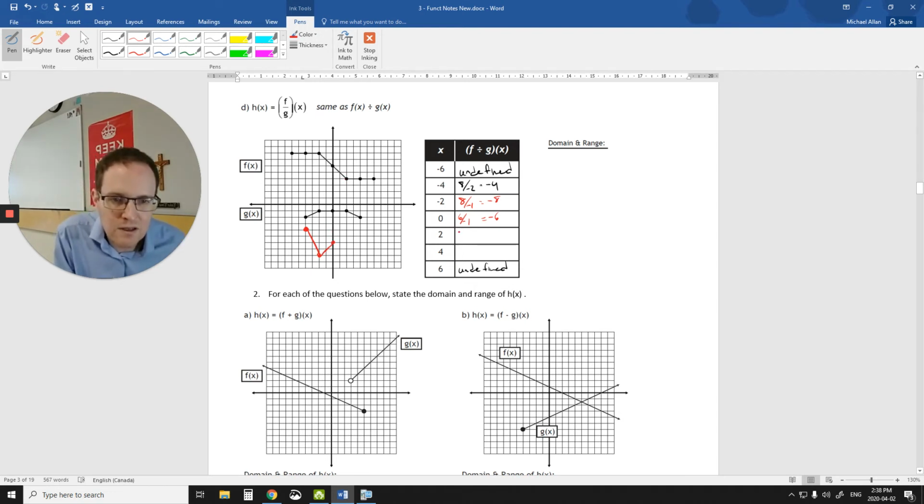Here I have 4 divided by negative 1 again. So that's negative 4. Right there. Pretty good. And then my last point that I can actually do here, I got 4 divided by negative 2. 4 divided by negative 2 equals negative 2.